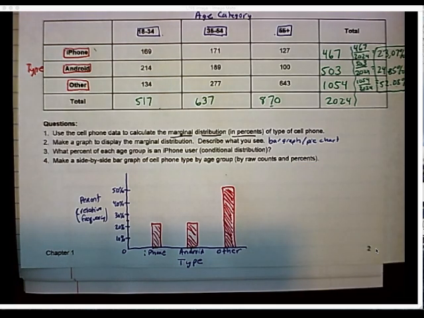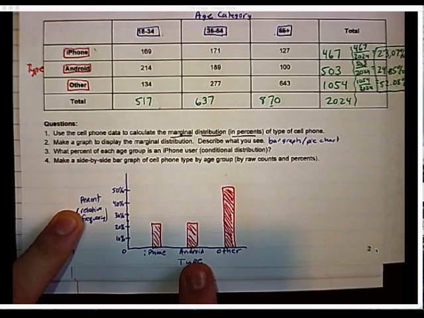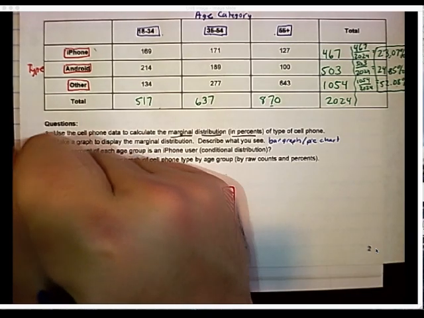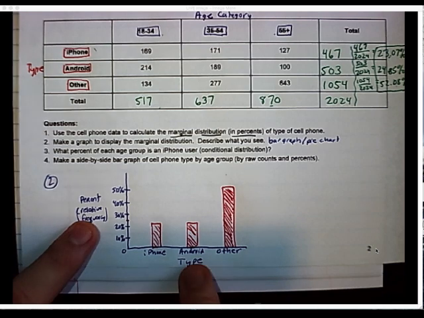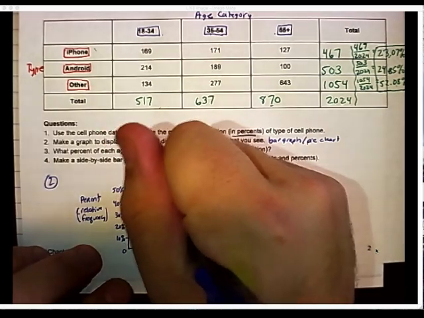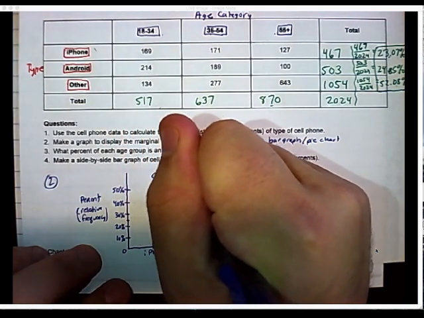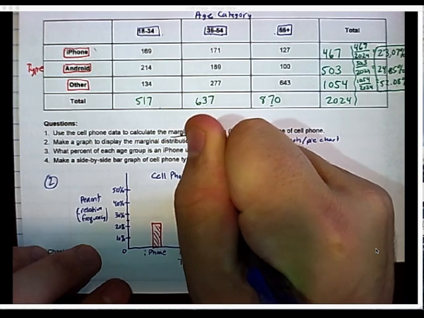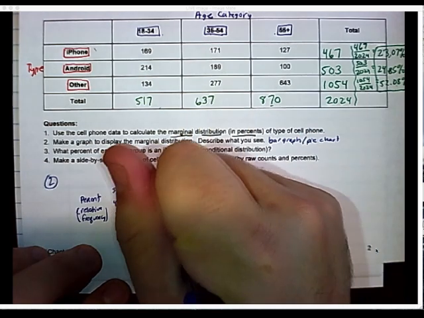Okay, so I gave both axes a label. I should give a title to this as well. All right, we can call this cell phone types of American adults.